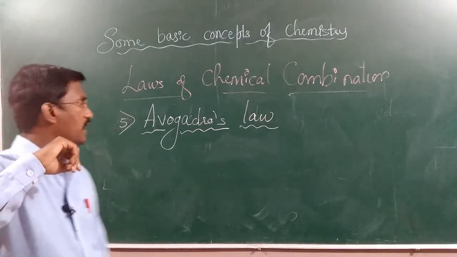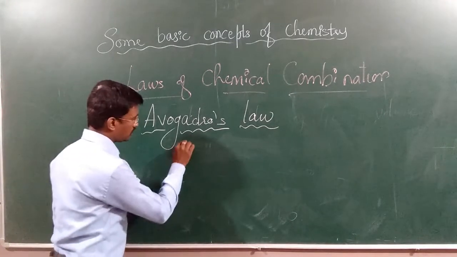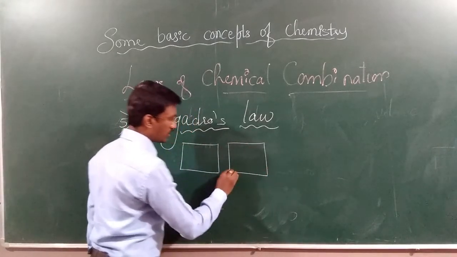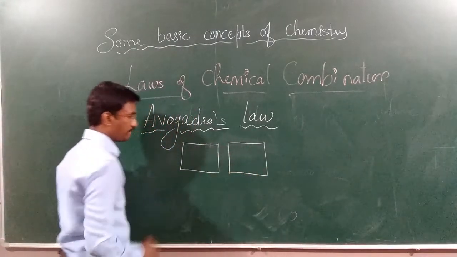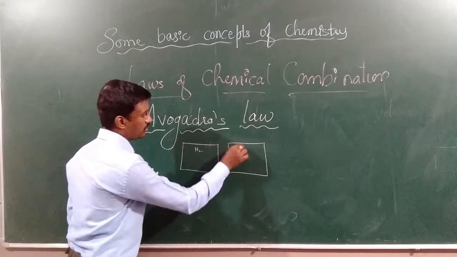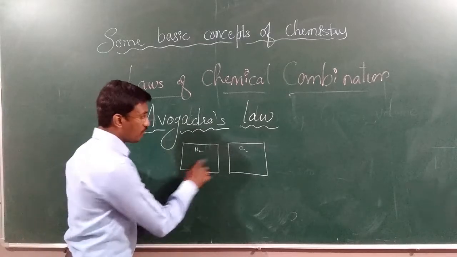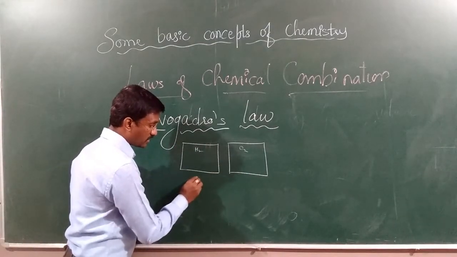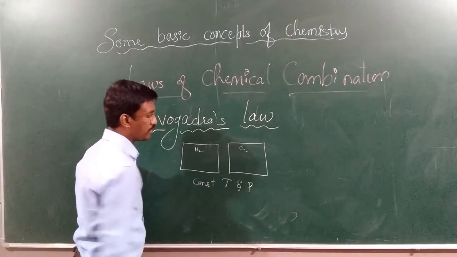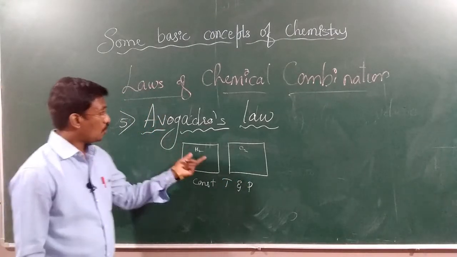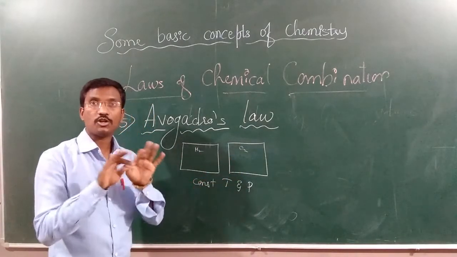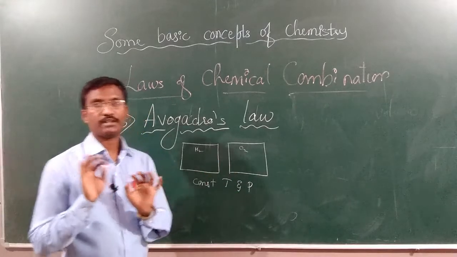So Avogadro's law says that equal volumes of gases, the volume is the same. Here the gas may be anything, hydrogen or oxygen, or anything. If the volume is the same and if they maintain constant or same temperature and pressure, they contain the same number of molecules. When equal volumes of gases are at constant, meaning same, unvarying, not changeable temperature and pressure, temperature and pressure should be the same.